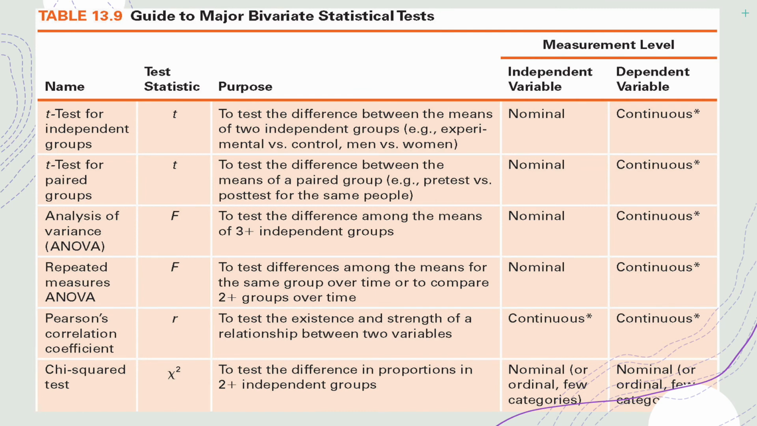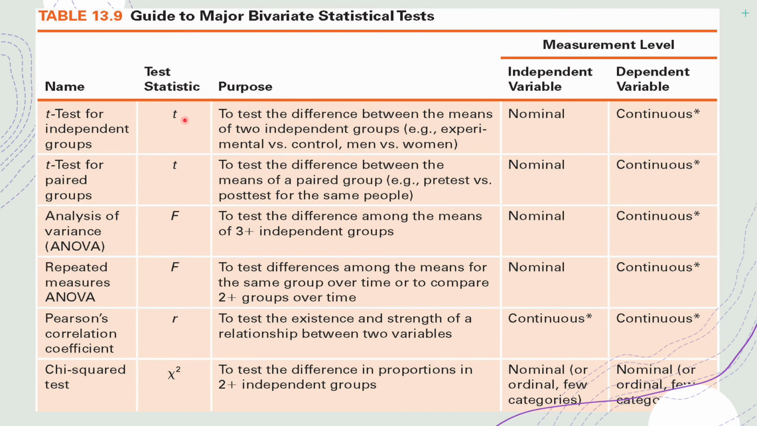The bivariate statistical tests that you are likely to use are listed in Table 13.9 in your text with a detailed explanation of each. For now, I would like you to remember what is in this table. Let's review it. A t-test for independent groups. And one of the things you need to learn and you need to remember is these test statistics, because this is how people abbreviate them in research articles.